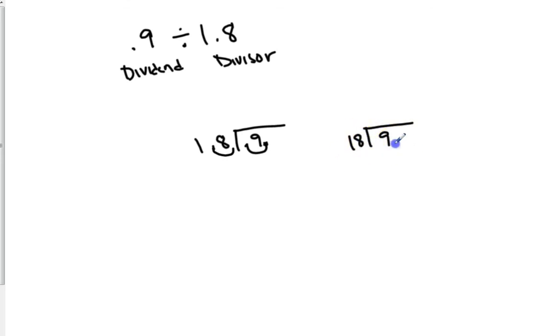So you would say, how many times does 9 go into 18? It doesn't. My decimal has to go straight up into my answer. In order for me to keep dividing, I have to include a 0 here. I still have the same value. It's still 9. So how many times does 18 go into 90? It goes in there 5 times. It is 90. I subtract and I get 0. My answer is 5 tenths.